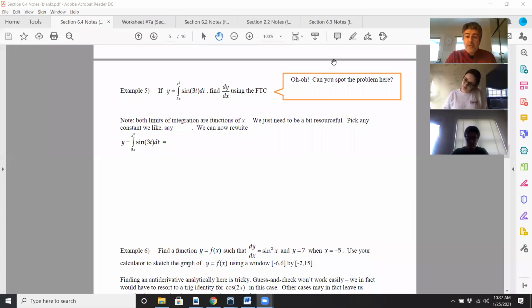Let's resume. Okay, so recording again, we've got example 5 of the section 6.4 notes. This one is a little bit interesting. The lower limit is not a constant here.